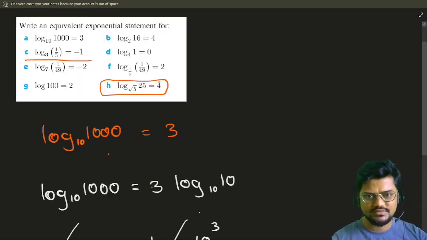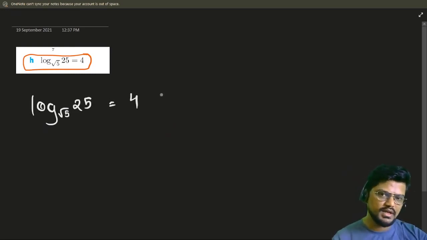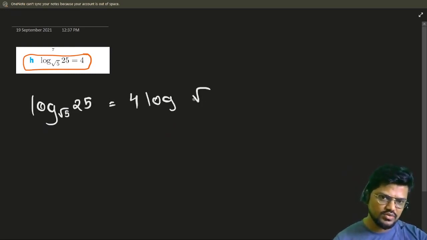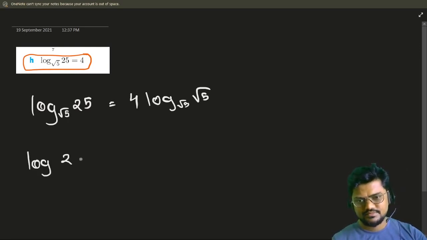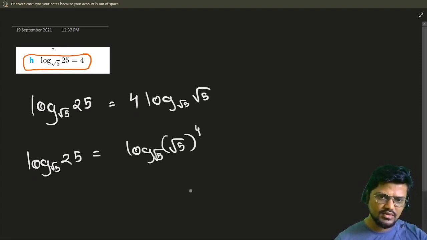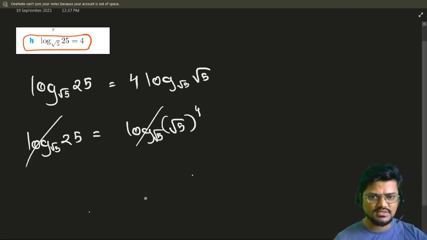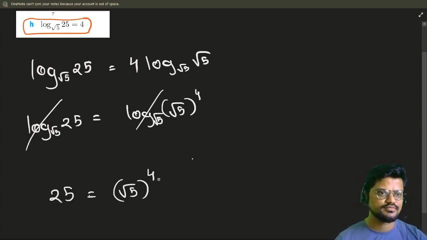Please solve this one. Yeah. See, log 25 to the base root 5 it is. Over here, what I will do, I'll multiply with log root 5 to the base root 5. The value of this is also 1. Yeah, that's why I can multiply. What I will do in the next step, this 4 will go in the power, to the base root 5. Now this log root 5 can be cancelled. 25 equals root 5 to the power 4. Got it?